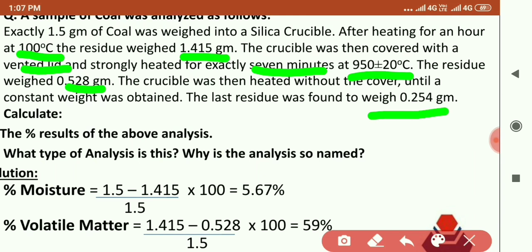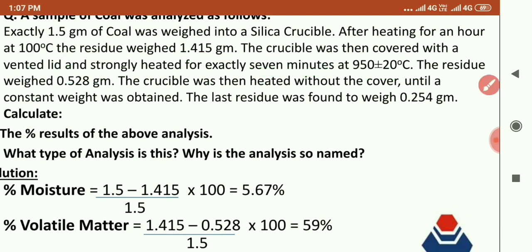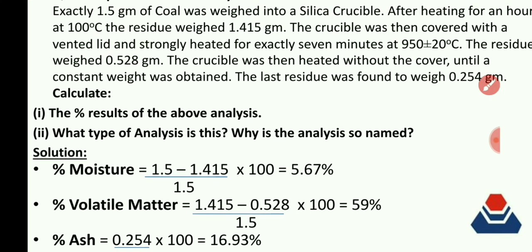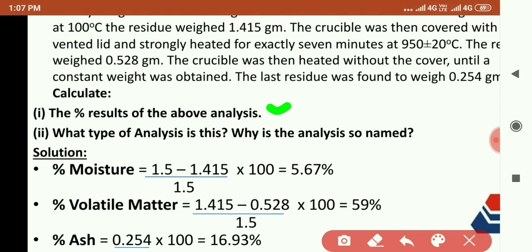So you have to calculate, what are the two questions over here. You can see that you have to calculate the percentage results of this analysis, and what type of analysis is this, and why is this analysis so named. So let us take it one by one.